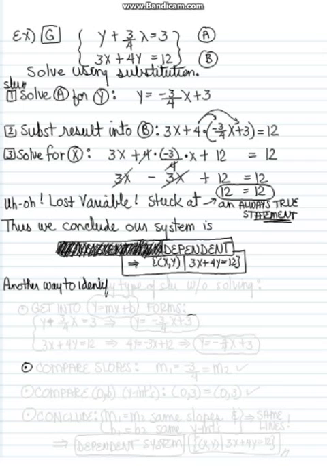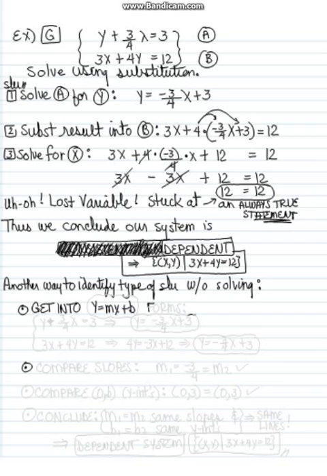Now, how could we have identified this type of system without actually solving it like we did in the previous steps here? Well, we do this by getting both of our equations written in the y equals mx plus b forms, and then comparing the slopes and comparing the intercepts.